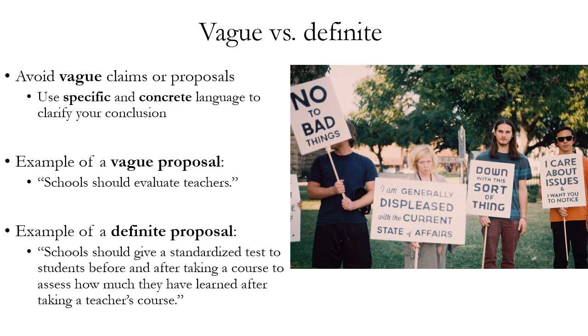Here's an example of how to make that vague proposal more definite. Schools should give a standardized test to students before and after taking a course to assess how much they've learned after taking a teacher's course. Now that's better. It improves the precision of the proposal. It still doesn't clarify exactly what specific test should be used, but it does increase the clarity of that originally very vague proposal.